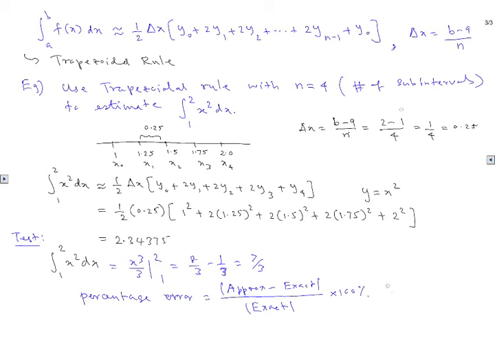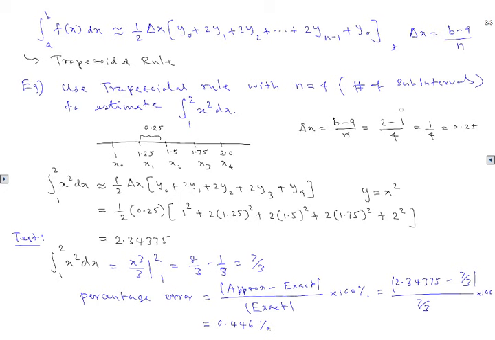If you plug in the values, you're going to get the absolute value of 2.34375 minus 7/3, divided by 7/3, times 100. You're going to get something like 0.446%. So you can see that the error is less than 1%. It's roughly 1 out of 200 is the error.